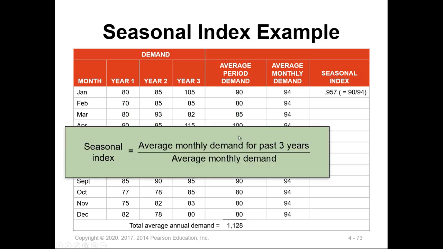To compute the seasonal index, we divide the average demand for that month over the past 3 years by the average monthly demand, which is 90 divided by 94. So basically, we divide the average period demand by the average monthly demand, 90 by 94, and that will give me the seasonal index for that month.